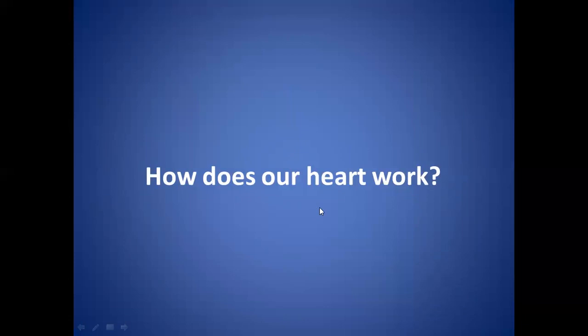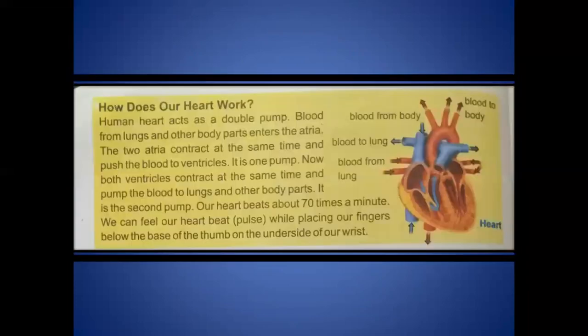How does our heart work? Definitely, I told you in detail how our heart works. There are four chambers in our heart. Two upper chambers are called atria, and the two lower chambers are called ventricles. And first of all, the atria contract, and after contraction, what happens? The blood is pumped into the ventricles.